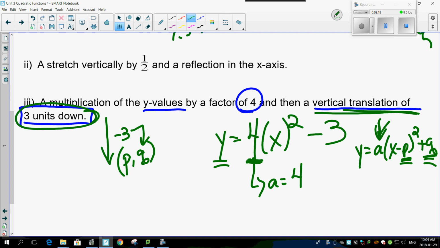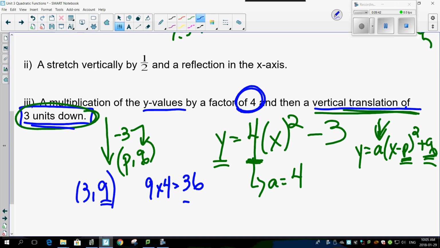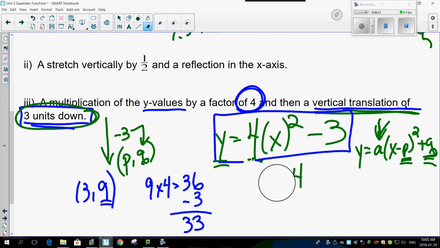So we can look at the original value of 3, 9, and just apply everything to this. Okay, let's try that. Let's take this 9. We're going to multiply this by a factor of 4, and then translate it 3 down. So 9 times a factor of 4 is 36, translated 3 down, which means take away 3, you should get a value of 33. Let's see if we get that from this formula that we constructed.